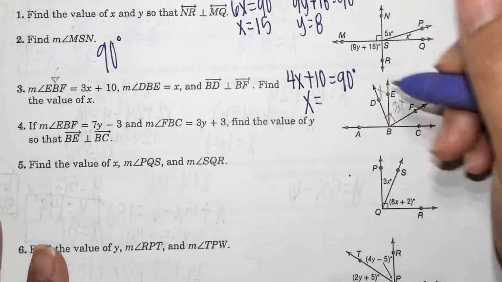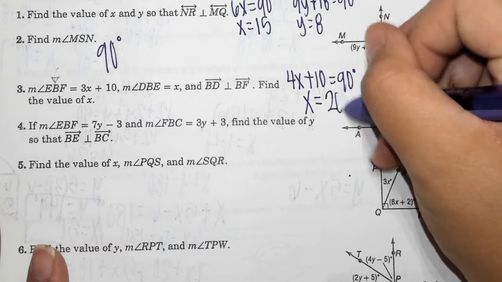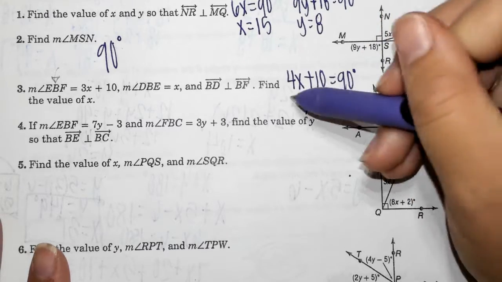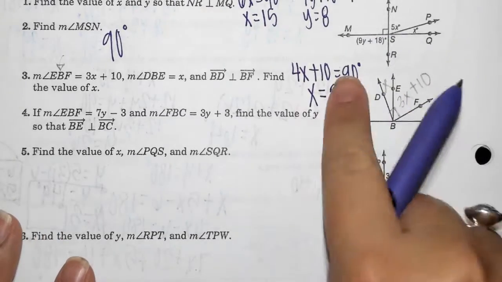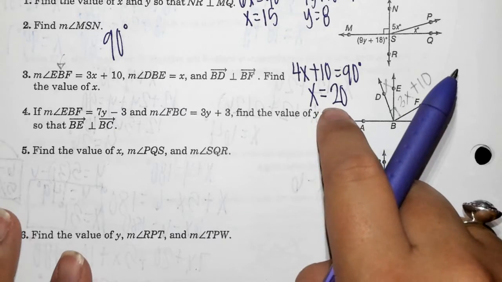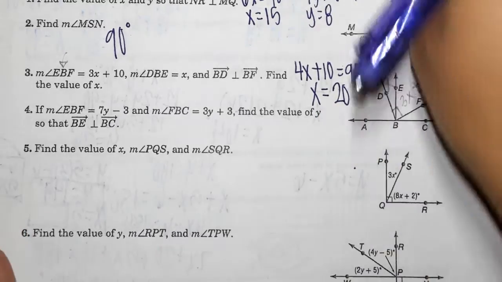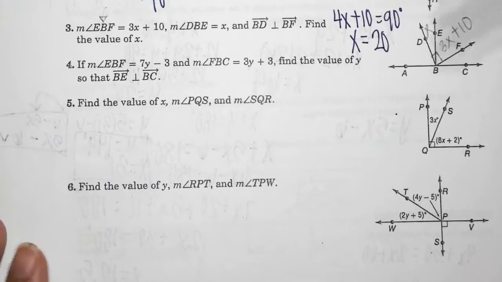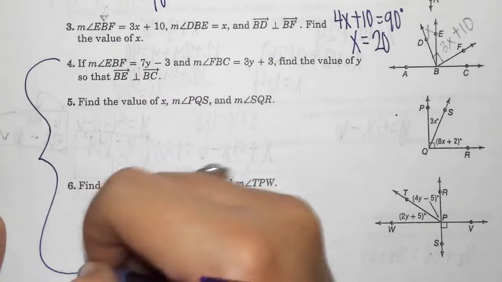So what's x equal to? Ooh, I got 20. 90 minus 10 is 80. 80 divided by 4 is 20. Did I have to find an angle measure? No, I just had to find x. Okay, so either by yourself or with a partner, I want you to finish 4, 5, and 6.